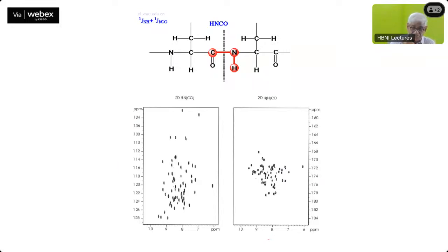This is the typical N15 HSQC. These chemical shifts are of the nitrogen 15. These are chemical shifts of the carbonyl. Okay, these are chemical shifts of nitrogen 15, and there it is the amide proton.